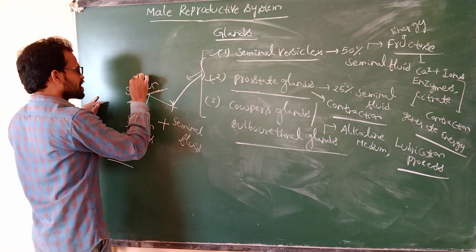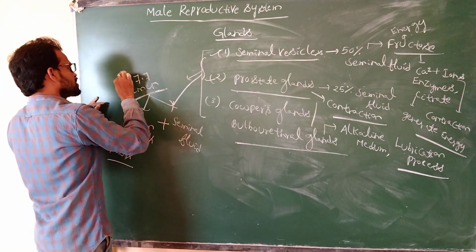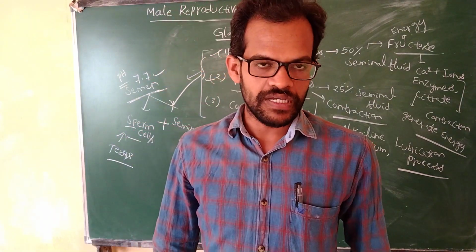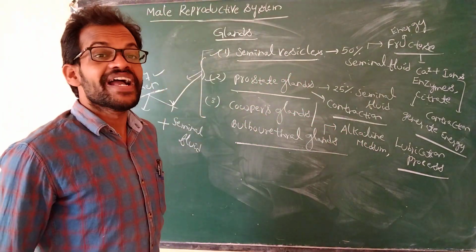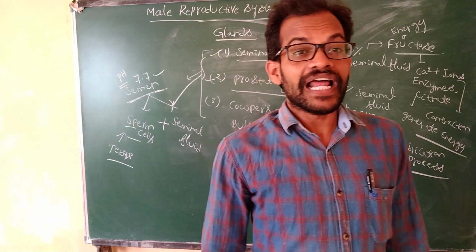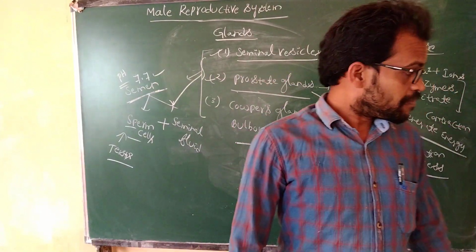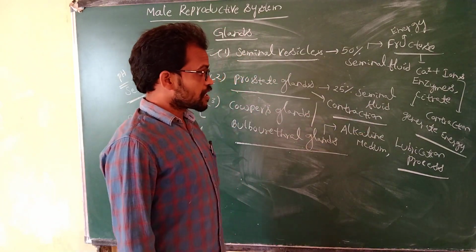What is the pH of semen? The pH is 7.7. What is the color of the semen? White liquid color. It consists of calcium ions, enzymes, citrate. These materials come from the prostate glands.